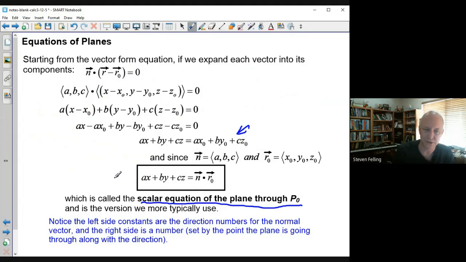Okay, this is one of the most used equations in Calc 3. We use this very frequently to come up with the equation of a plane. Okay, and it turns out we're going to need to come up with equations of planes a lot.